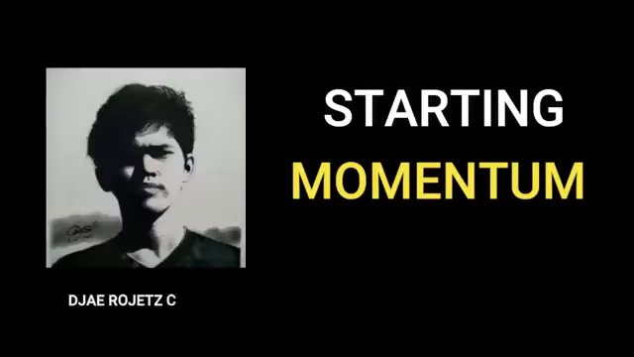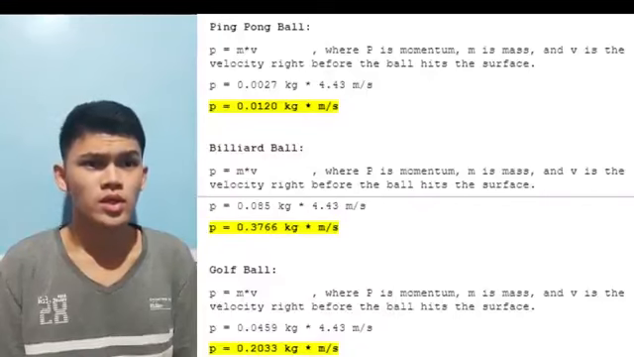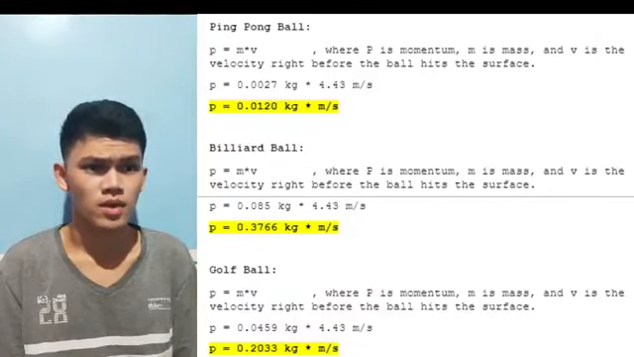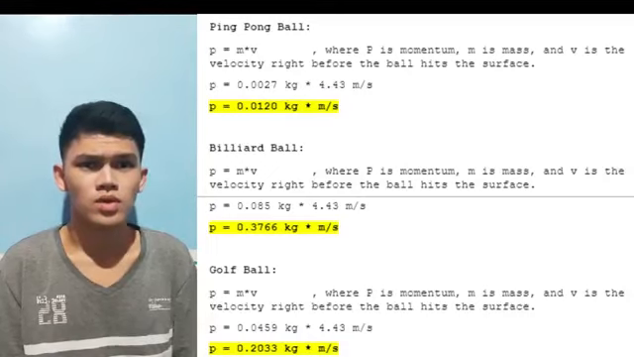Here is TJ Rogets Castro. He will be explaining to you how to get the starting momentum. In this part, we are going to calculate the momentum of each ball before it hits the surface, the starting momentum. Momentum equals mass times velocity, where P is momentum, M is mass, and V is the velocity right before the ball hits the surface.